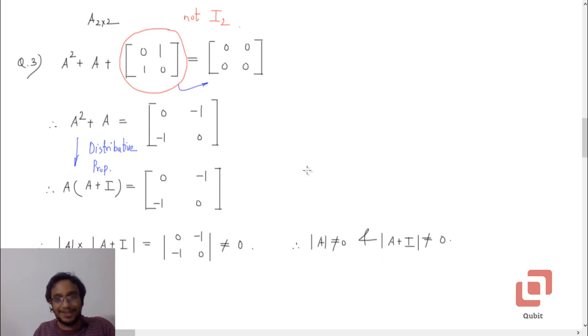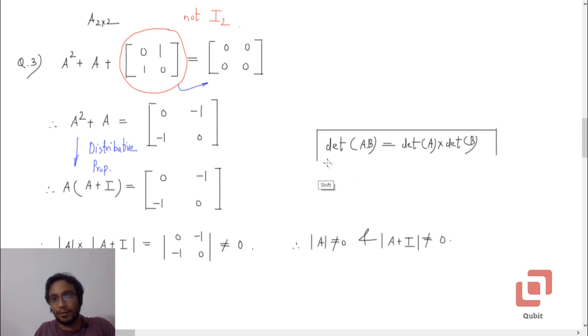Okay, let me write it down. I didn't write it. Okay, see, if you have 2 square matrices of the same order, then the determinant of their product is equal to the product of their determinants. This was the property on which the problem was based.